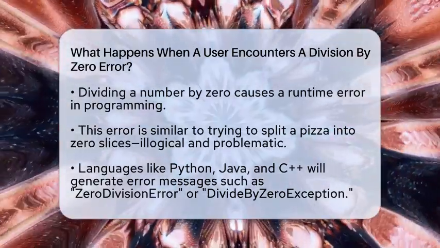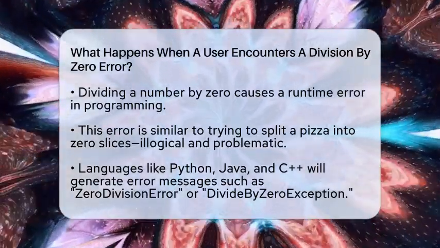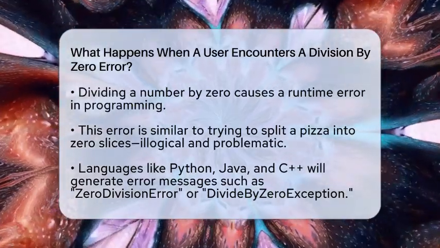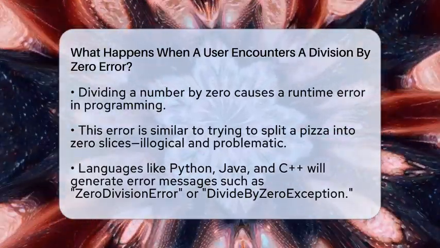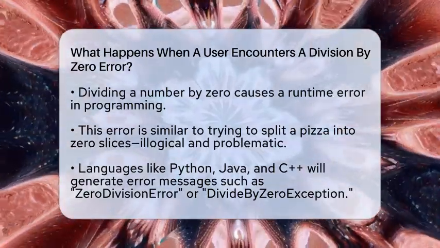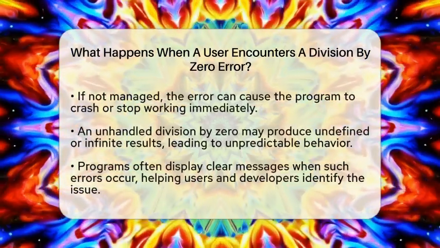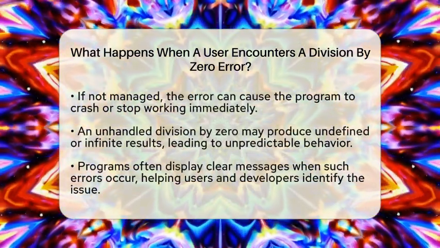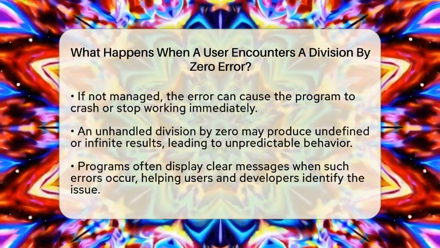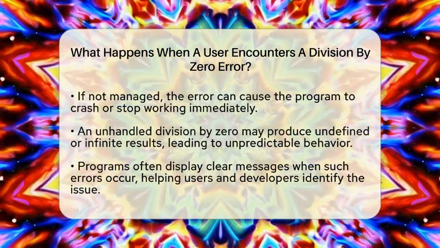It is a common mistake that can happen in any language like Python, Java, or C++. When this error happens, the program doesn't know what to do. In many cases, the program will crash or immediately stop working. Some languages will throw an error message that says something like 0 division error or divide by 0 exception. If the error isn't caught or handled properly, it will cause the program to halt completely. This means the program stops running and the user might see an error message on the screen.